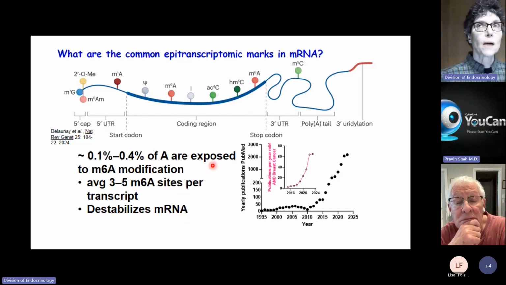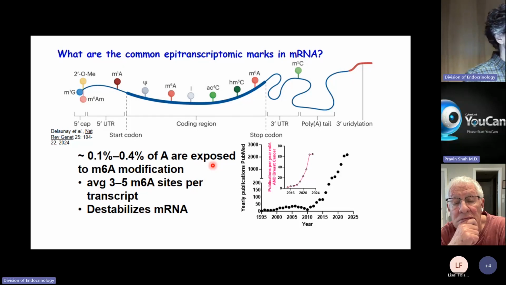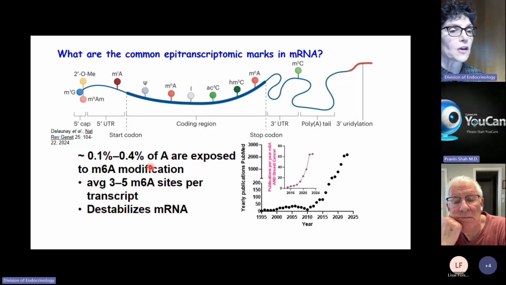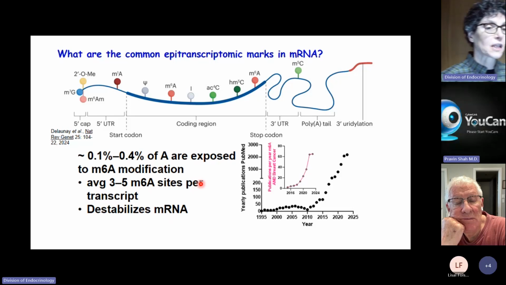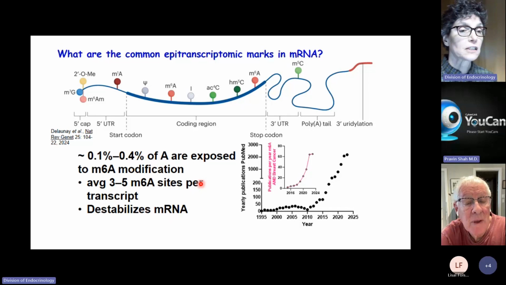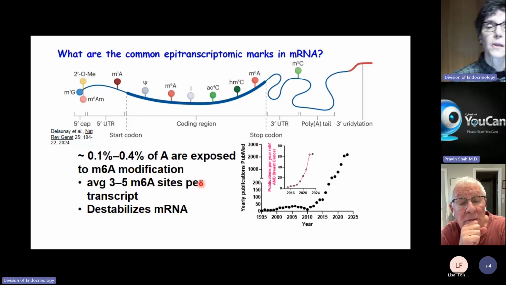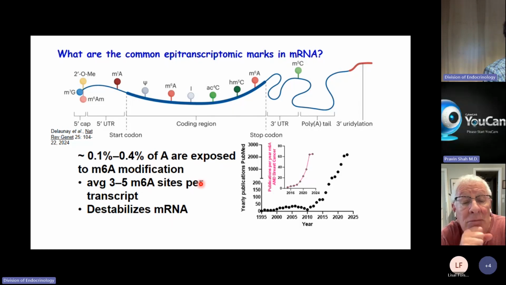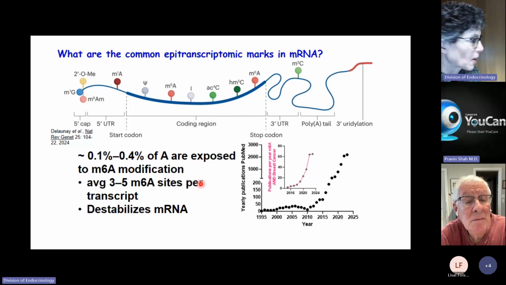But it's not that every A is modified because the A has to be in a certain sequence that we're going to look at. It's called a DRACH motif. So only 0.1 to 0.4% of A's are exposed to this M6A modification, with an average of 3 to 5 M6A sites per RNA transcript. And the thinking really is that M6A destabilizes RNA, causes conformational changes in the RNA and affects stability. But it really depends on those reader proteins that recognize that M6A mark.